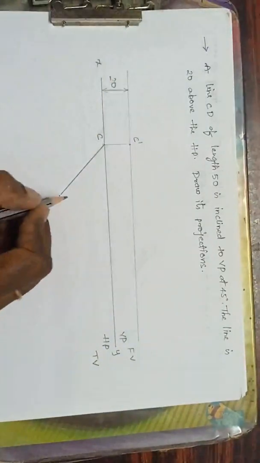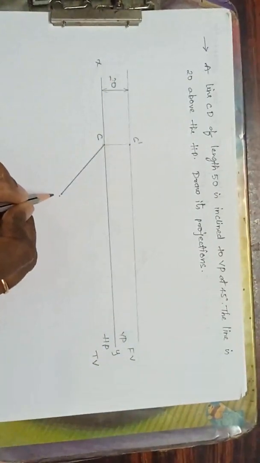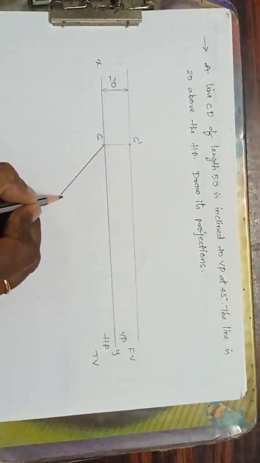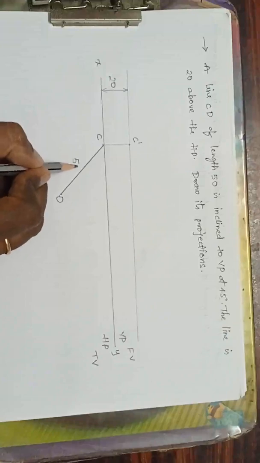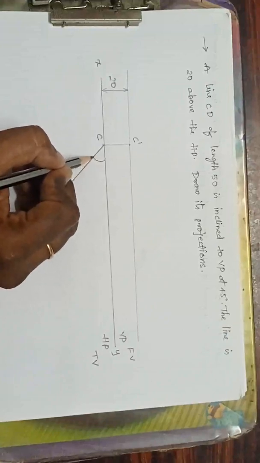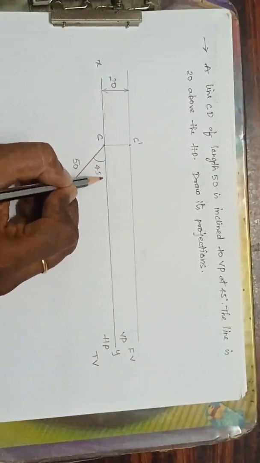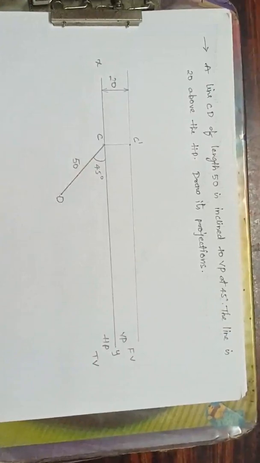This is 50. Now this is CB. The line is CB. Now length of the line is how much? 50. I have to write here. And angle how much? That is 45 to VP.